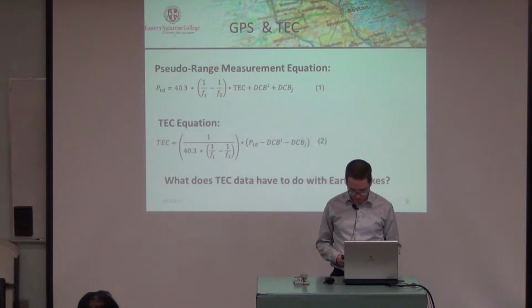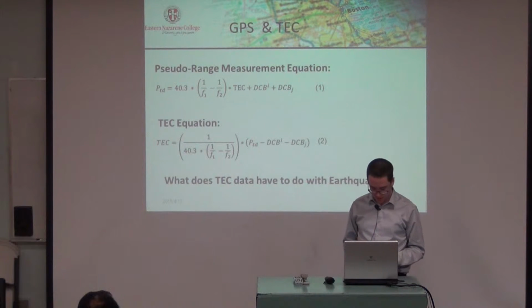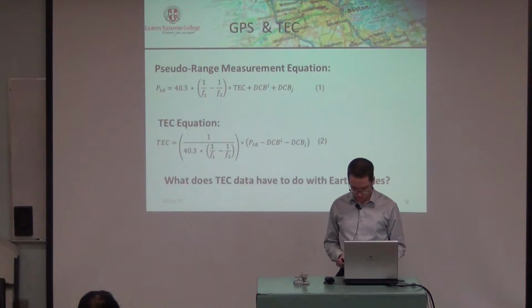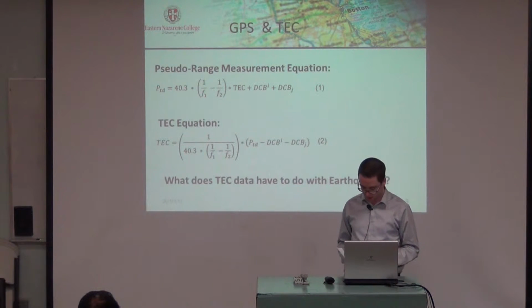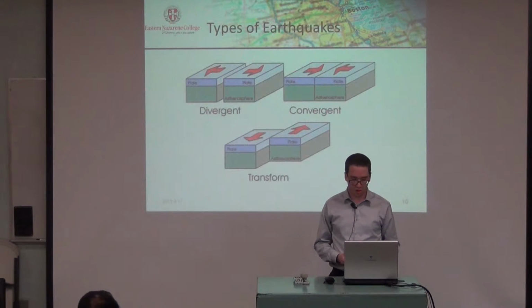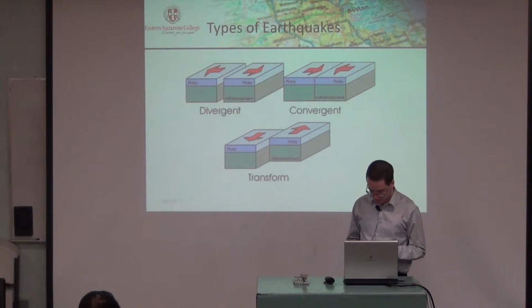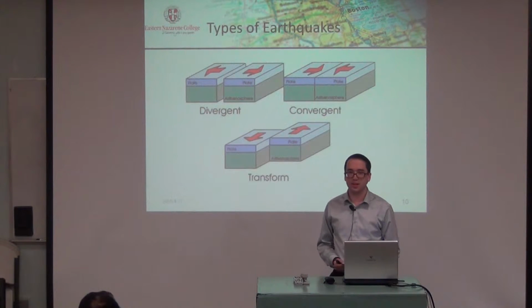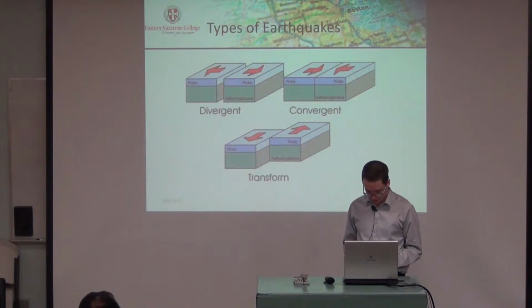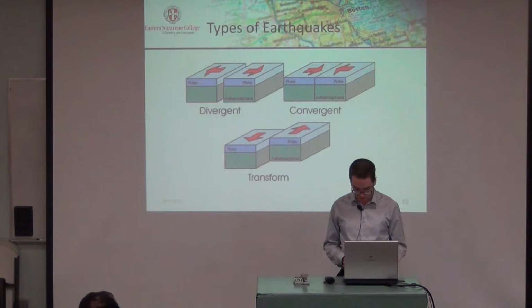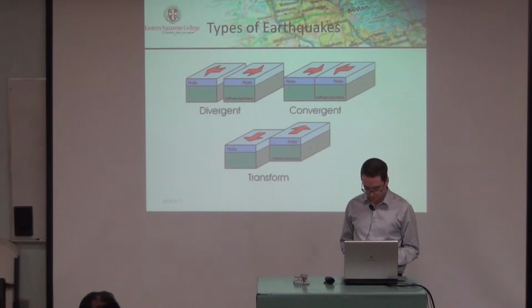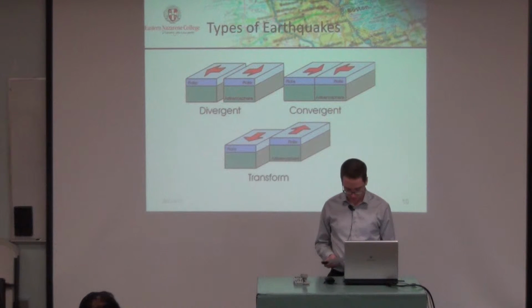I've been talking about TEC data, but I have not told you why I'm interested in TEC data. So what is the correlation between TEC data and earthquakes? To talk about this connection, let's first briefly discuss what earthquakes are. There are 3 types of earthquakes. In the divergent type, plates are moving away from each other. In the convergent type, plates are moving toward each other, and in the transform type, plates are sliding along each other.